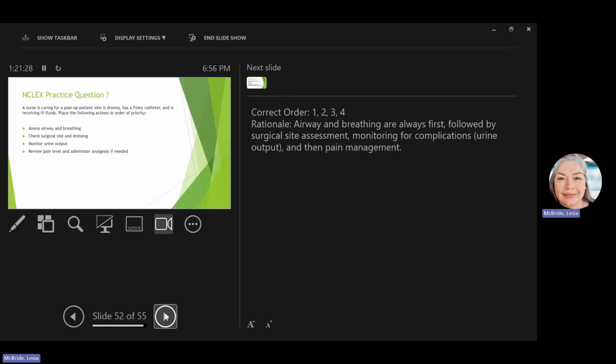A nurse is caring for a postoperative patient who is drowsy, has a Foley catheter, and is receiving IV fluids. Place the following actions in order of priority. Well, it's already in the correct order. 1, 2, 3, 4, assess the airway, always airway first. Check the dressing, monitor for urine output, and review the plan of care for pain. Again, ABCs.